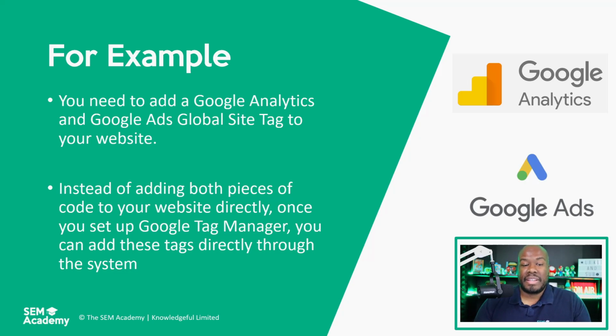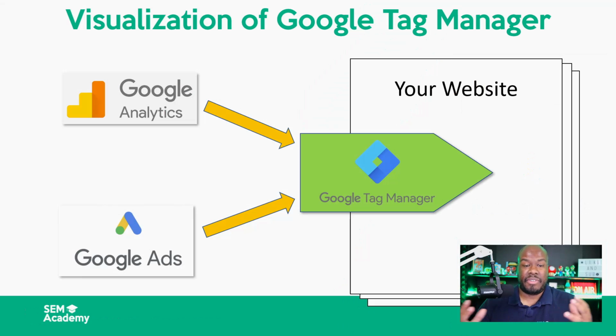So here's an example. Say you wanted to add a Google Analytics and Google Ads global site tag to your website. So two tags that are pretty important in the digital marketing world. Instead of adding both pieces of code to your website directly, so, calling up a developer, maybe you're a developer yourself, going onto the website and editing the code itself within the website to add those tags into the actual content of the website, you can actually add these tags directly through the Google Tag Manager. So once that's installed on the system, you can go ahead and deploy any tags you require through the Google Tag Manager.